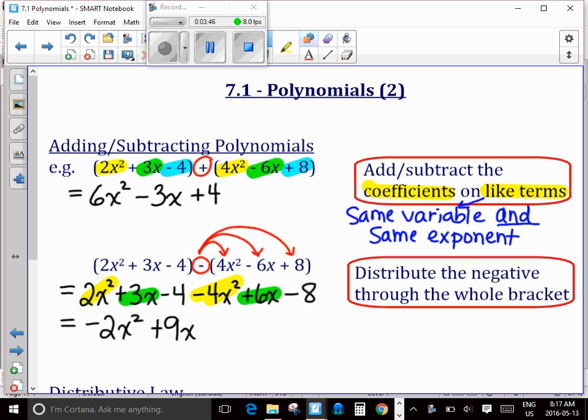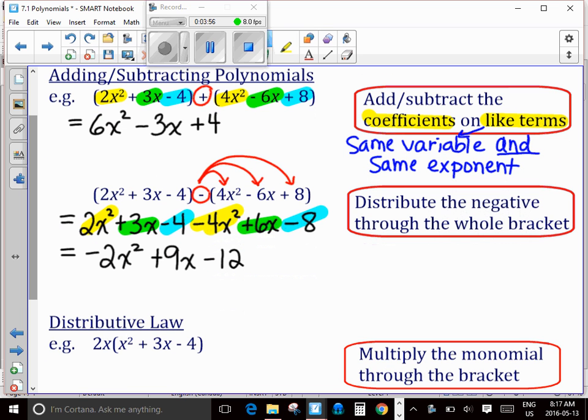And then finally, I've got negative 4 and negative 8. I can put those together to get negative 12. And again, I can't combine anything else in the bottom line there because they have different variables and different exponents.